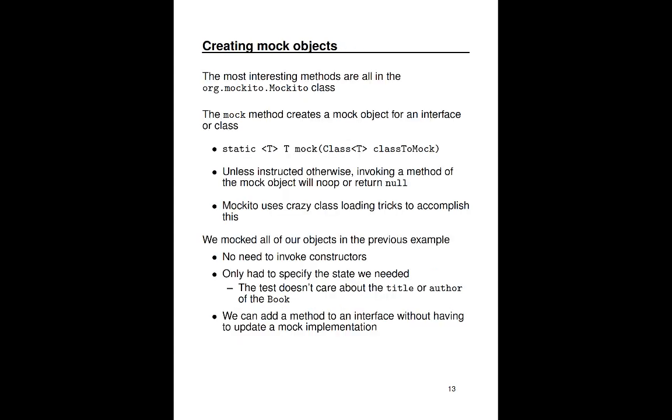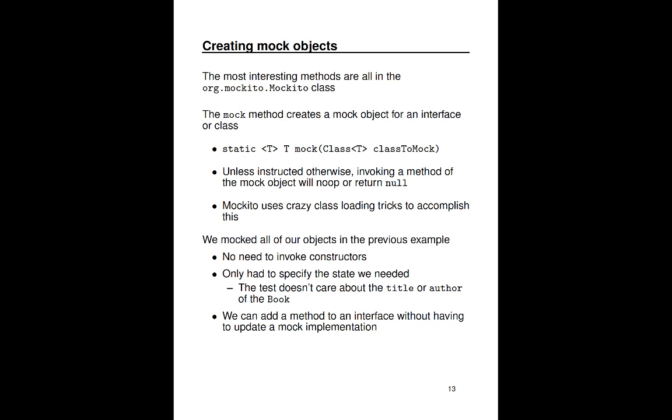The primary class that you interact with in the Mockito API is the Mockito class in the org.mockito package. In the examples here, we've used the static import in Java so that we can just call a method like when or mock without having to prefix it with Mockito.when or Mockito.mock. The mock method creates one of these mock objects for some interface or some class, and it takes an instance of the class, the book.class object, as the class to mock.